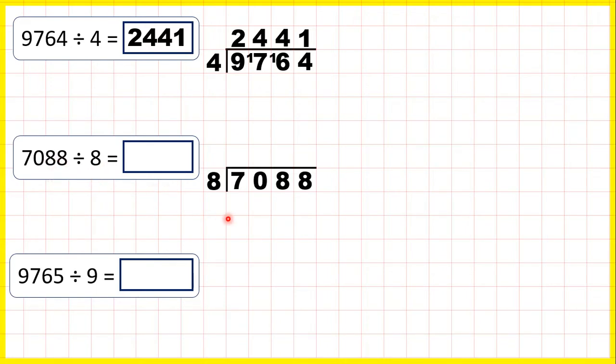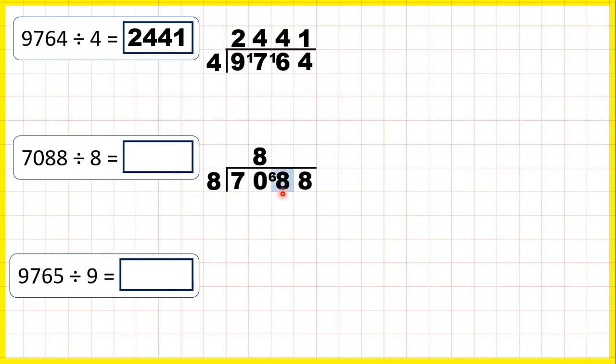Now 7,088 divided by 8. Now if we look at this first digit, 7 is less than 8, and if the first digit is less than the divisor, we can speed up by taking the first two digits together and work out 70 divided by 8. That's 8 remainder 6, because 8 times 8 is 64, but then from 64 we need to count on another 6 to get to 70.